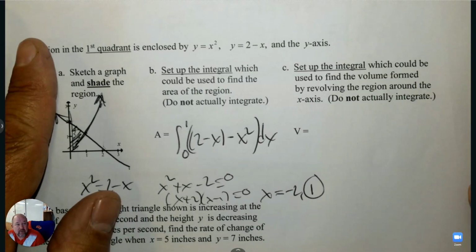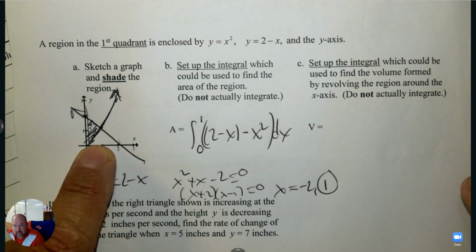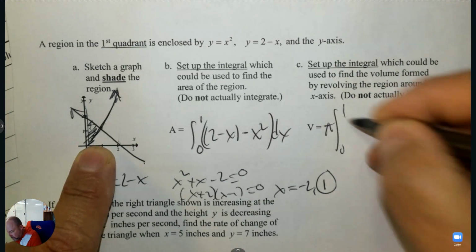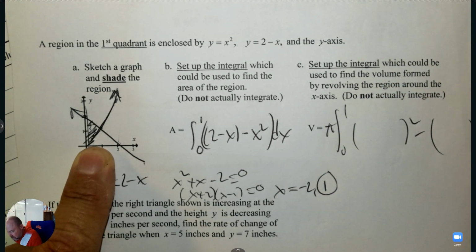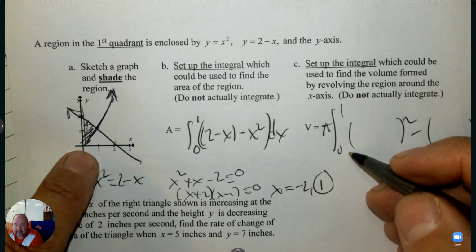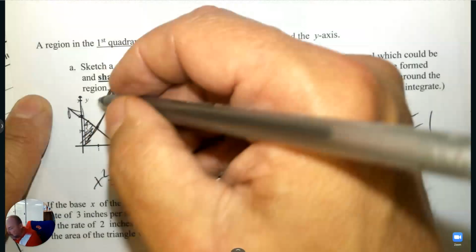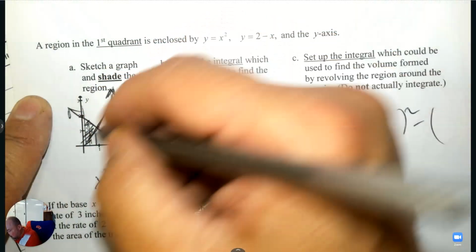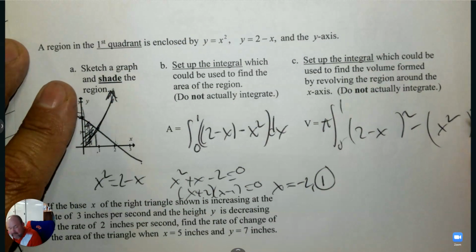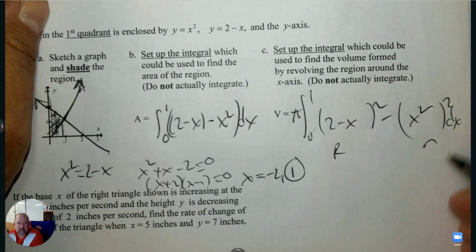To find the volume revolved around the x-axis. So there's a space there. So 2 circles. The first big radius goes from the line down to 0. So it's just 2 minus x. And then the second one, so the big radius, and then the small radius is the curve down to 0. That's x squared minus 0. And there's your setup for the big radius and the small radius.